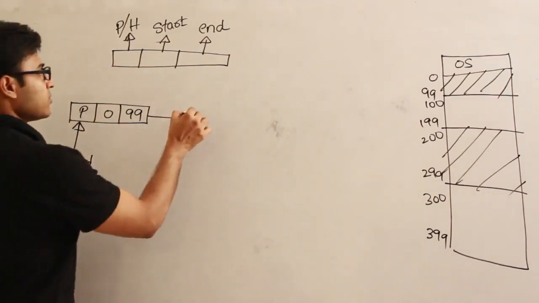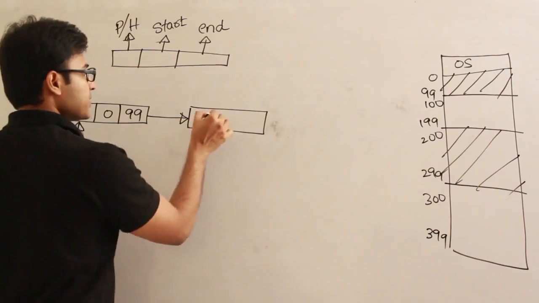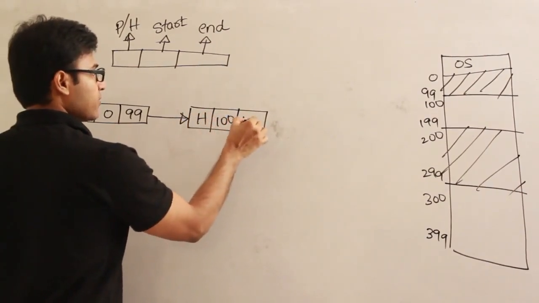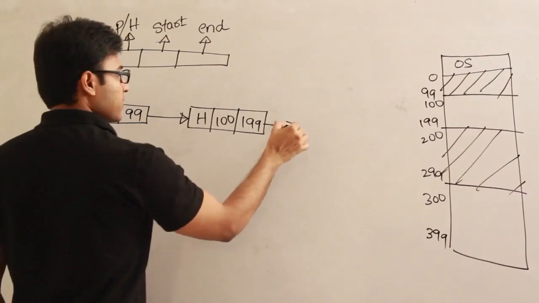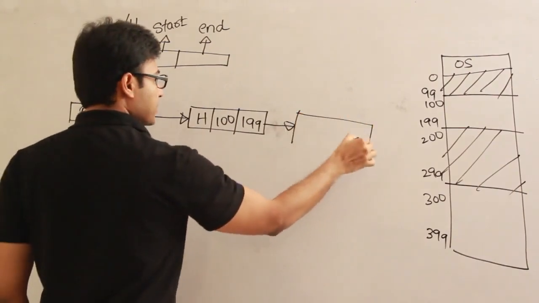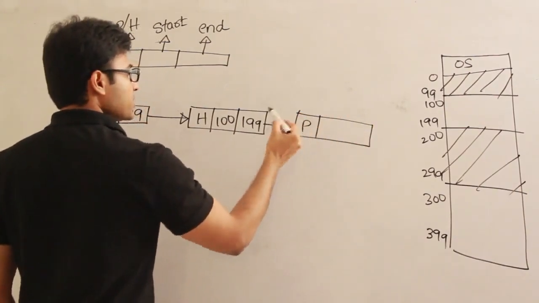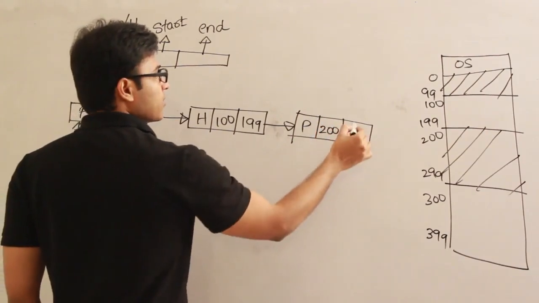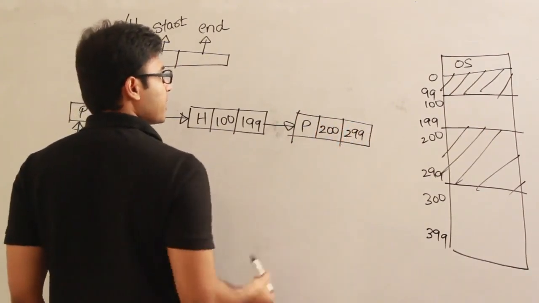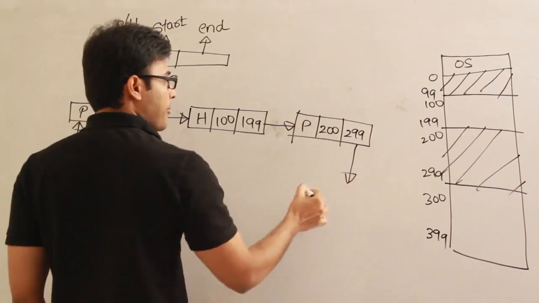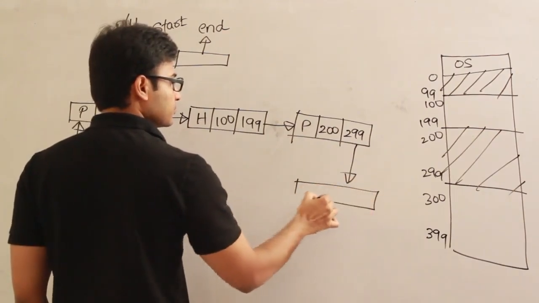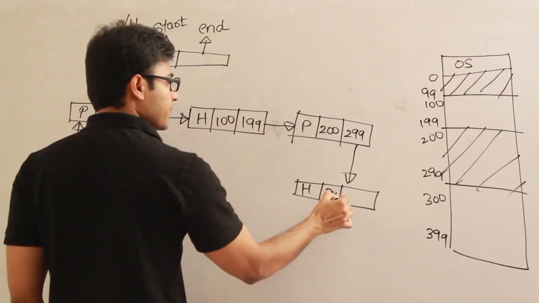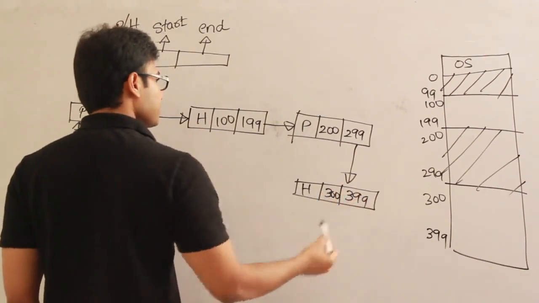So, the next node is just a hole and is starting at 100 and is ending at 199, and the next one is a process and is starting at 200 and is ending at 299, right? And the next one is a hole, it is starting at 300 and it is ending at 399, right?